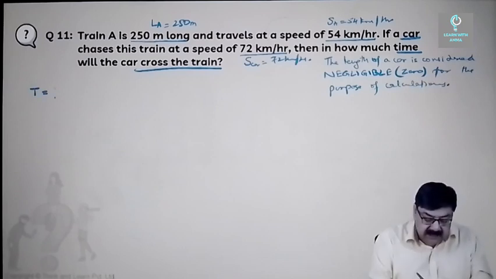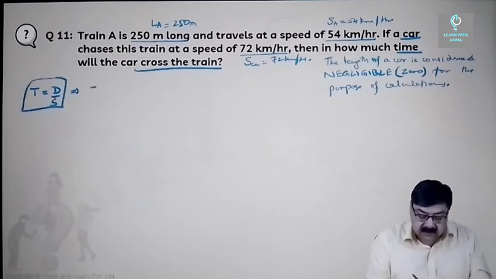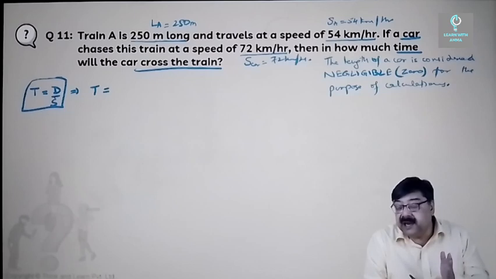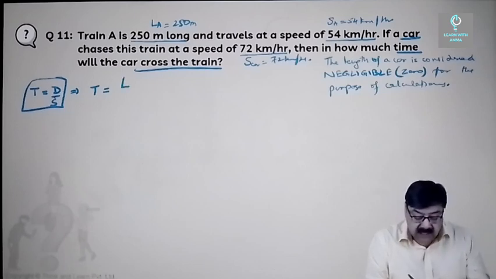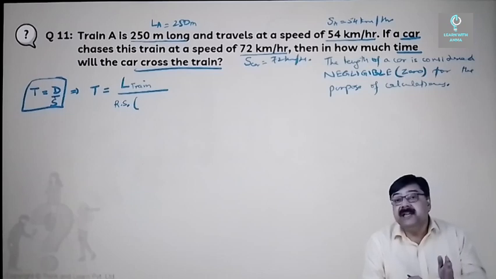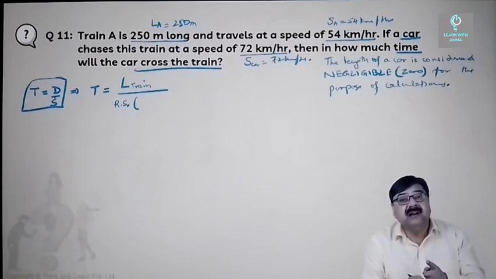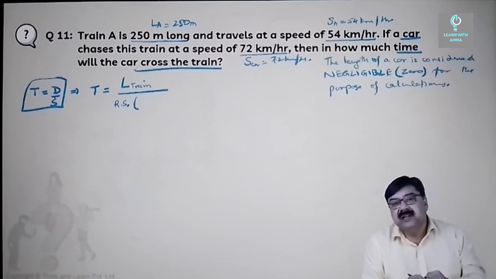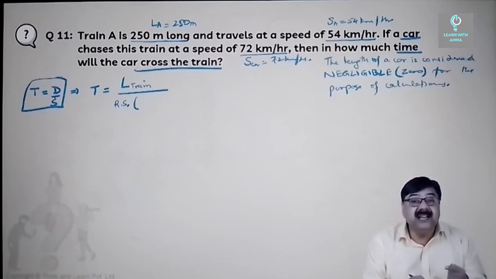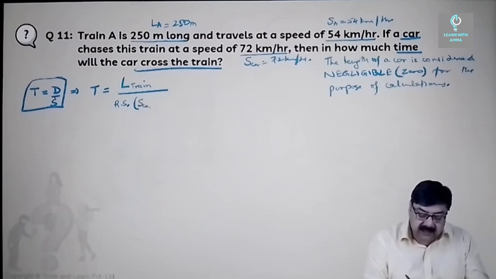So time is distance by speed. So time here is going to be length of the train alone. So length of the train divided by relative speed, which in this case will be the difference between the speeds of the train and the car, because both are traveling in the same direction. The car is chasing the train. So speed of car minus speed of train.